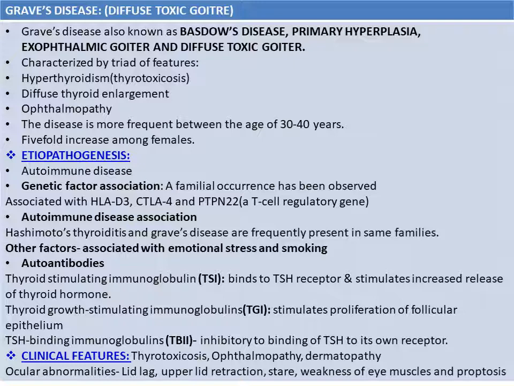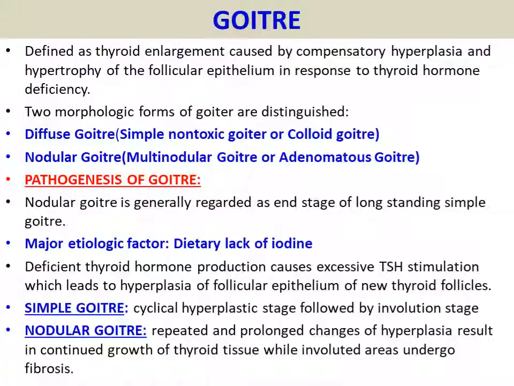Then clinical features of Graves' disease: thyrotoxicosis, ophthalmopathy, dermatopathy, and ocular abnormalities. What are the ocular abnormalities? Lid lag, upper lid retraction, stare, weakness of eye muscles, and proptosis.